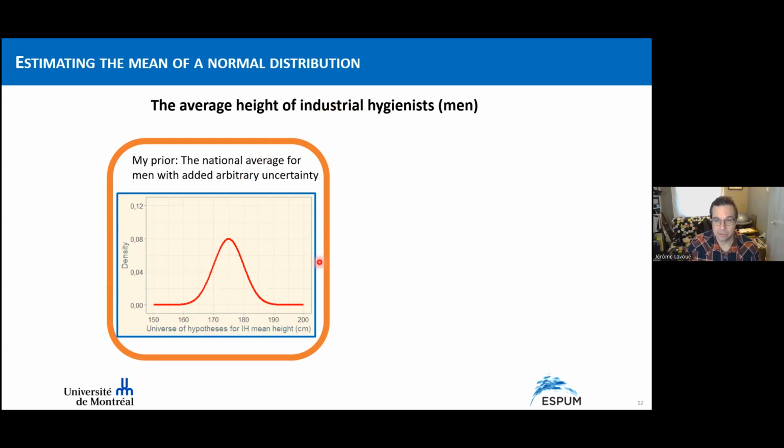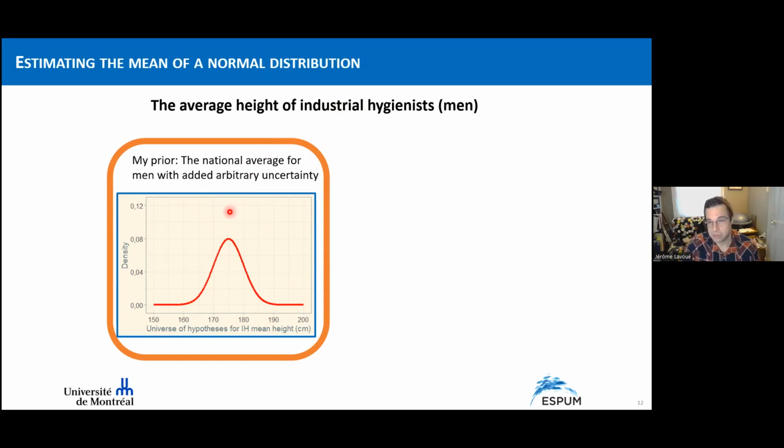And so the first thing I need to do is to select the prior. And this is my own expertise. I cannot ask the statistician to help me for that. This needs to come from expert knowledge about the subject matter. So I need to state what I think in advance about the average height of male industrial hygienists.